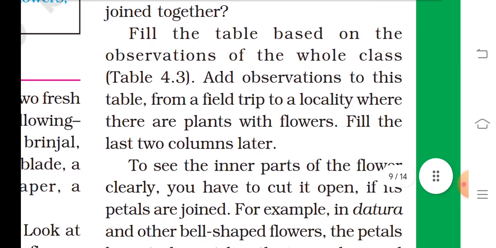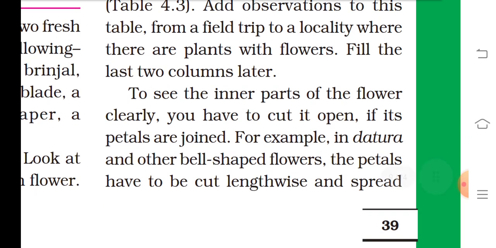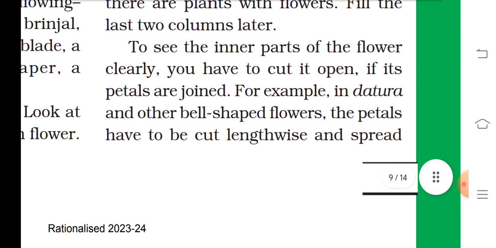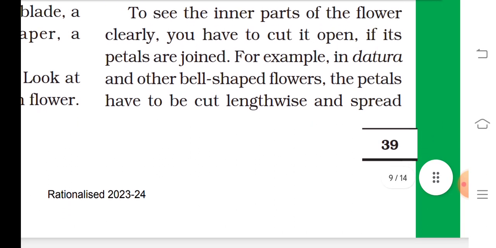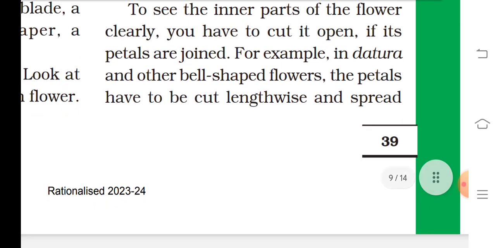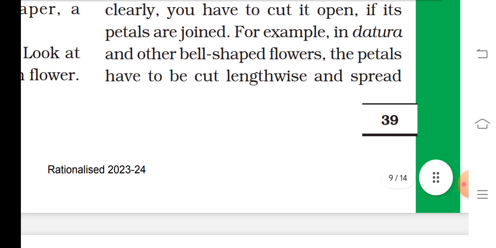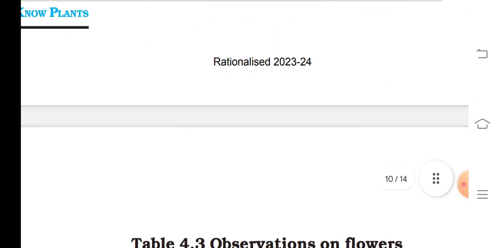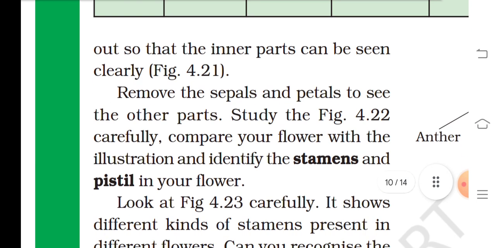Fill the table based on the observations of the whole class and observations from a field trip to a locality where there are plants with flowers. Fill the last two columns later. To see the inner parts of the flowers clearly, you have to cut it open if its petals are joined. For example, in dhatura and other bell-shaped flowers, the petals have to be cut lengthwise and separated out so that the inner parts can be seen clearly.